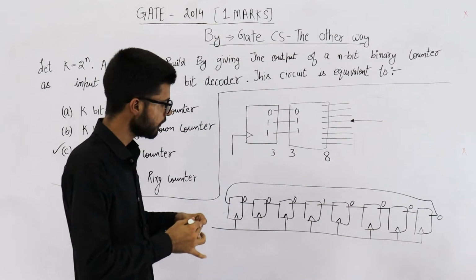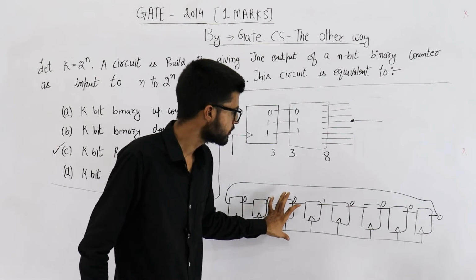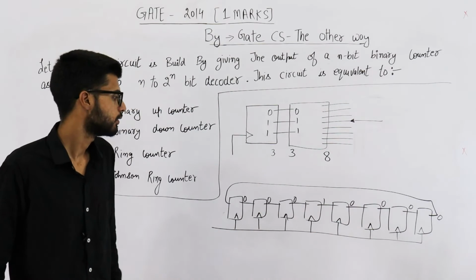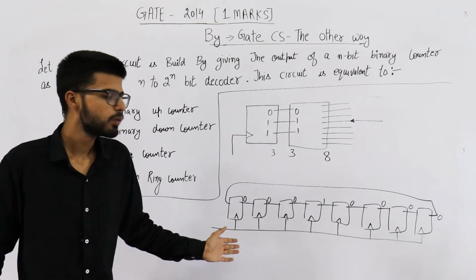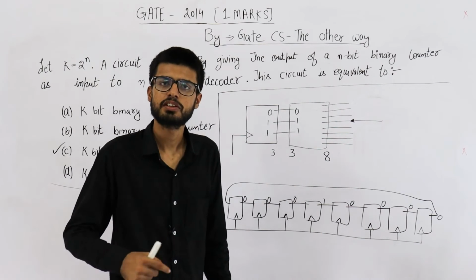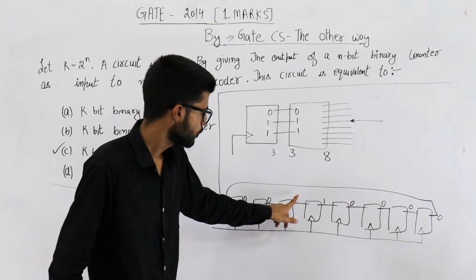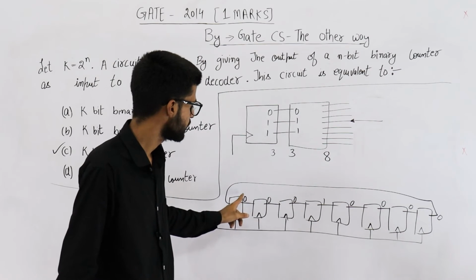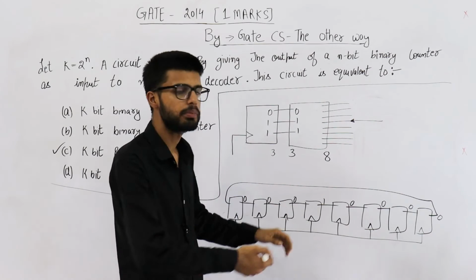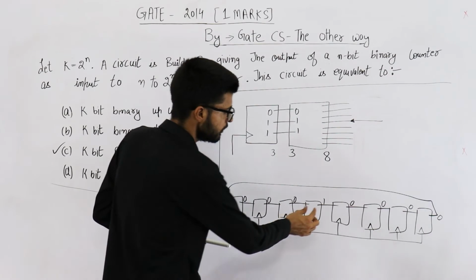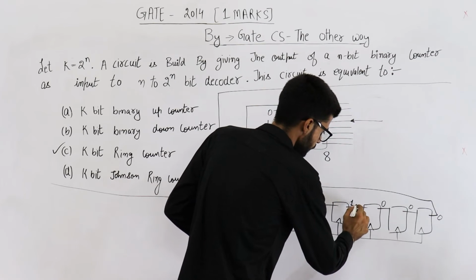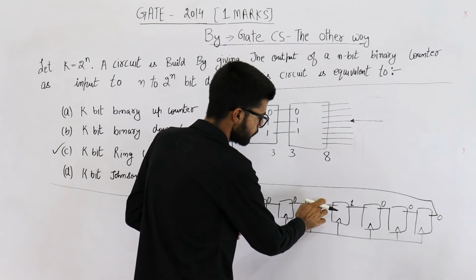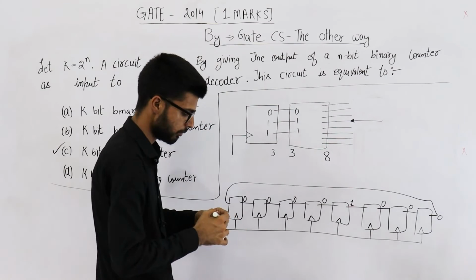What will be the next state of a ring counter? Whatever is this input will travel here. In simple words, all the bits will shift by 1 bit. So this 0 will move here, this 0 will move here, and the 1 will go here. So this output will become 1, and this 0 will go here, so this one will become 0.